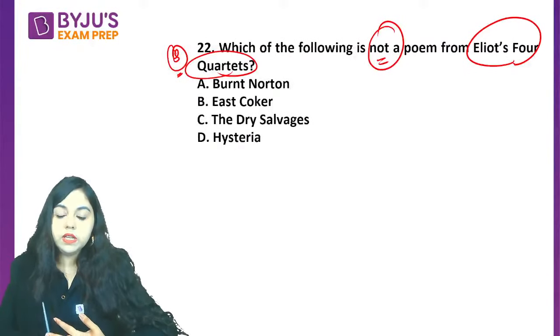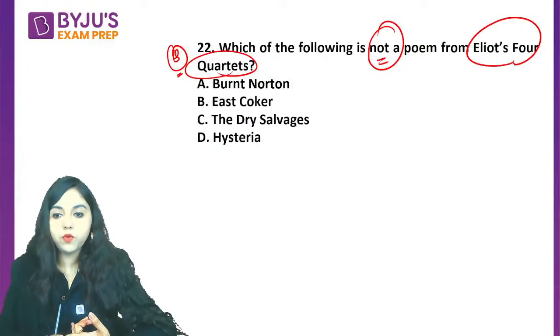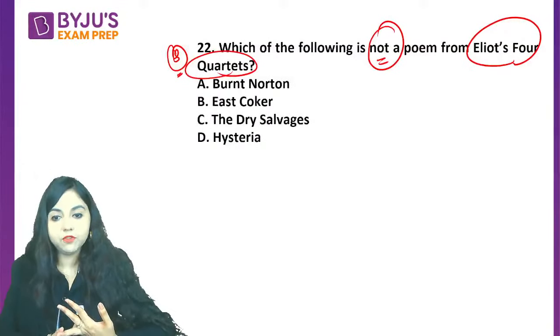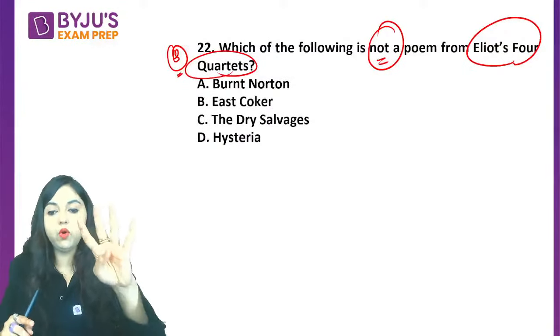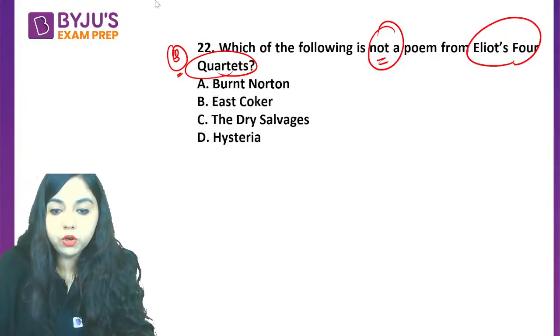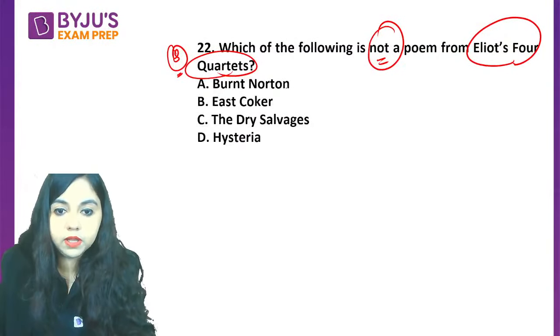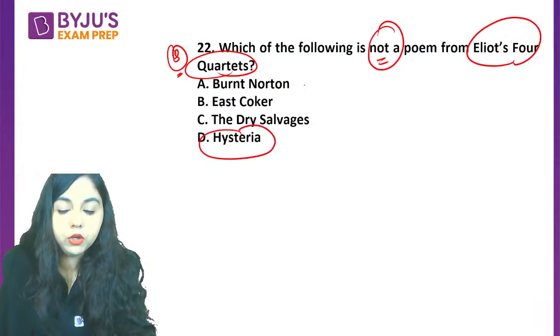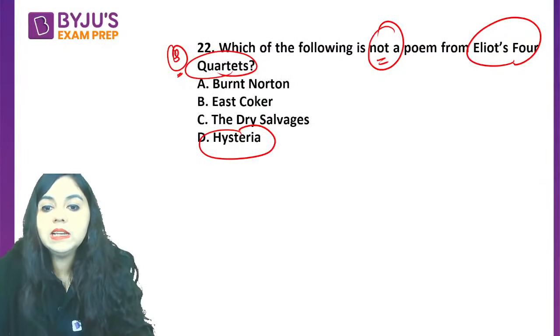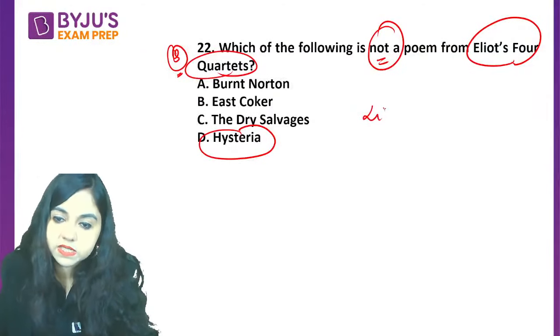Right. So D is the right answer. T.S. Eliot's Four Quartets has four poems: Burnt Norton, East Coker, The Dry Salvages, and Little Gidding. These are the four parts. They're trying to tell you about man's relationship with the world altogether. That is the ultimate thing. Hysteria is not a part of it. And which one is missing over here? We are able to see that Little Gidding is missing.